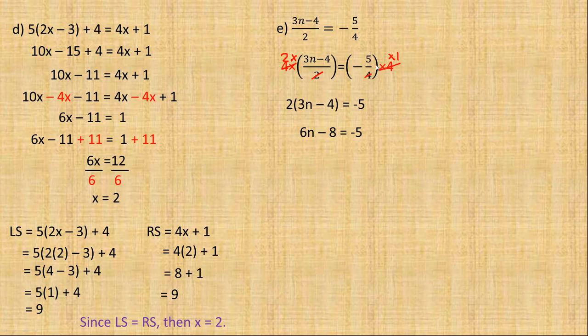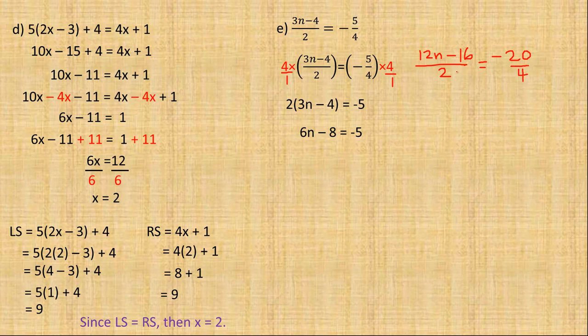Now, another way is to do this. Think of these as both over 1. So 4 times 3n, just multiply it in, would be 12n. And distribute the 4 in here, and multiply by this negative 4 would be negative 16. Over, now in the denominator I have 1 times 2, which is 2. Equals, and negative 5 times 4 is negative 20. And in the denominator, this 4 times this 1 is 4.